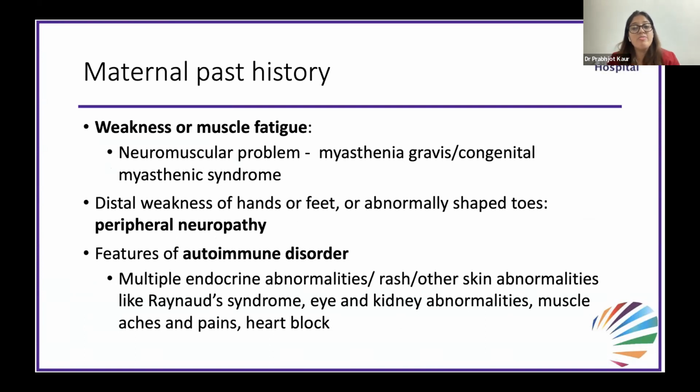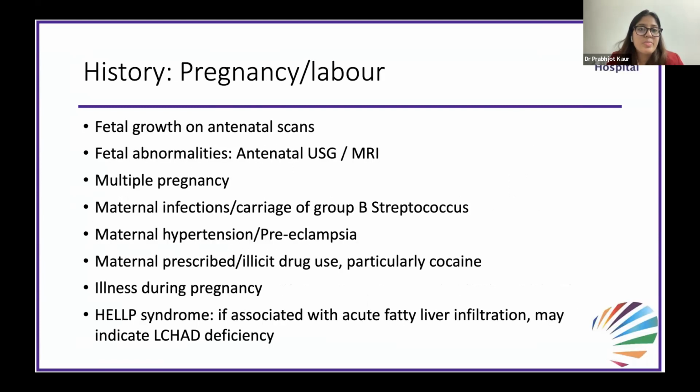Maternal or family history of weakness or muscle fatigue can point towards neuromuscular problems. Distal weakness can point towards peripheral neuropathy. And autoimmune disorders: sometimes we will not get a history of an autoimmune disorder as such, but we may get a history of multiple endocrine abnormalities, rashes, skin abnormalities, eye or kidney abnormalities, muscle pains, heart blocks, which may point towards an underlying autoimmune disorder. And a few of these autoimmune disorders can have a genetic predisposition or can pass on autoantibodies to the newborn also.